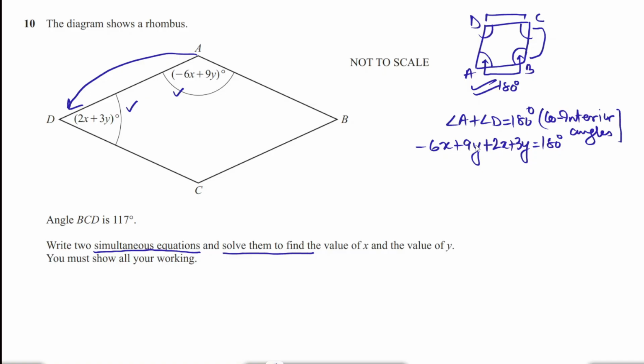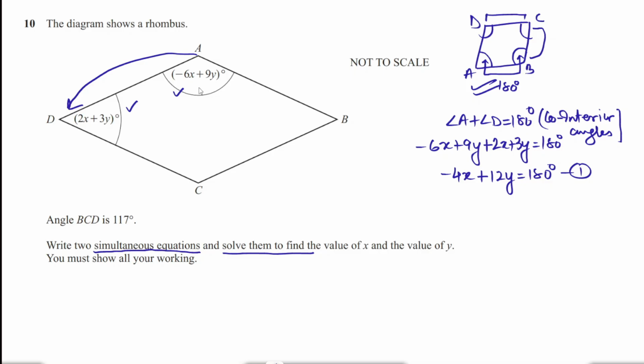Let us simplify x first. So this is minus 6x, this is plus 2x. We get minus 4x, and 9 plus 3 is 12y, equals 180. All the numbers here are even, and I think all of them can be divided by 4. We can make the equation shorter by dividing all of the terms by 4. Otherwise, you can keep it as it is. That is not a problem. And now we have to make another equation. Let us find it out.